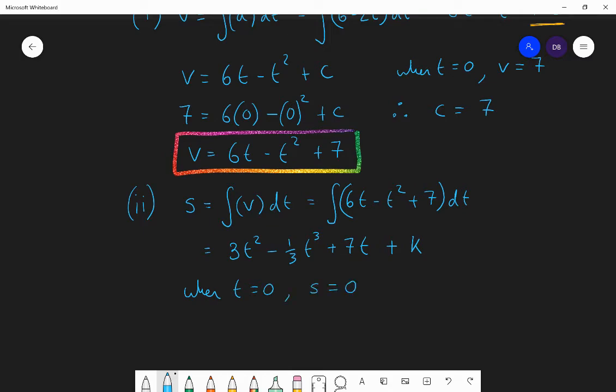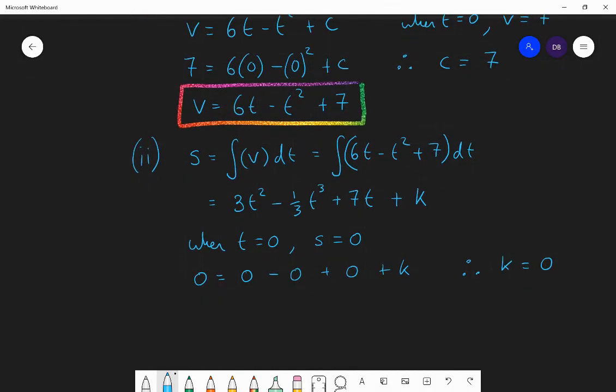And therefore, I have 0 is equal to 3 times 0 squared, which is 0, minus a third of 0 cubed, which is 0, plus 7 times 0, which is 0, plus k. And therefore, k has to be 0. Which gives us then the displacement is equal to 3t squared minus a third t cubed plus 7t, and then nothing else. So that is the displacement.